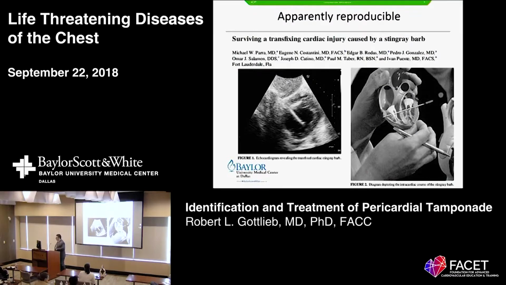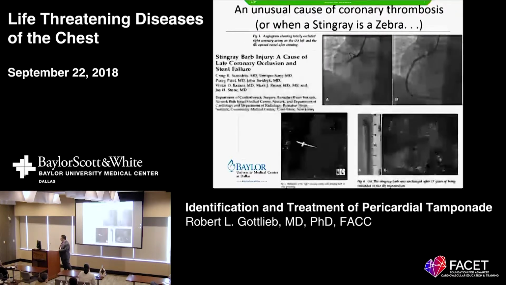This is another example of transfixion. I told you this would not be the only one. We actually went through both ventricles together. And then finally, this is probably the coolest case of all of those. It's an unusual case of coronary thrombosis. You might even call it a zebra or a stinger.